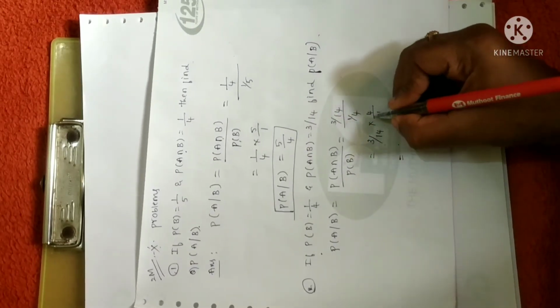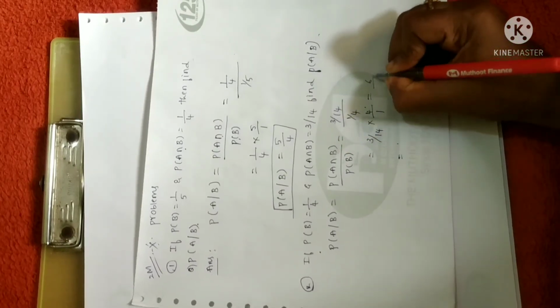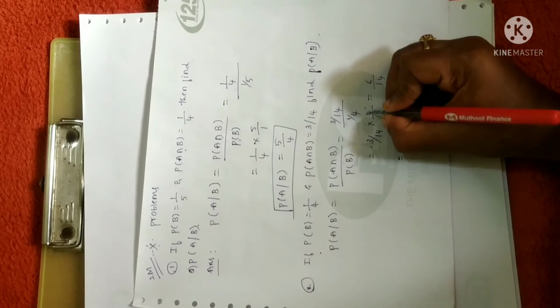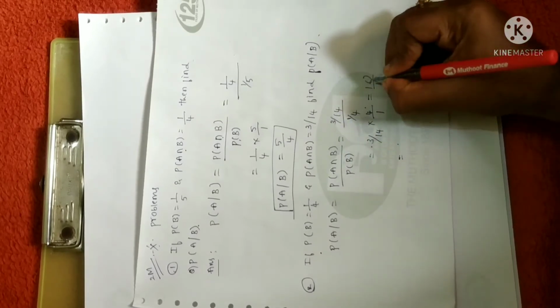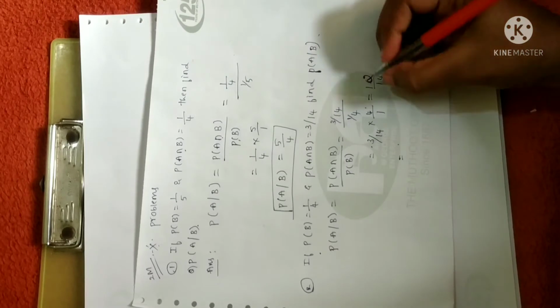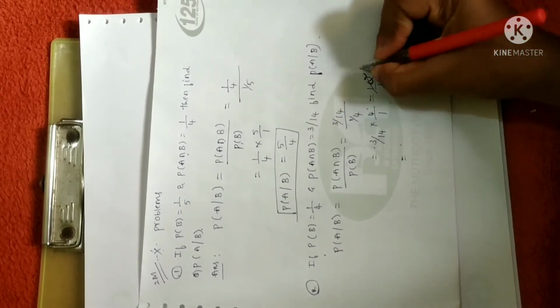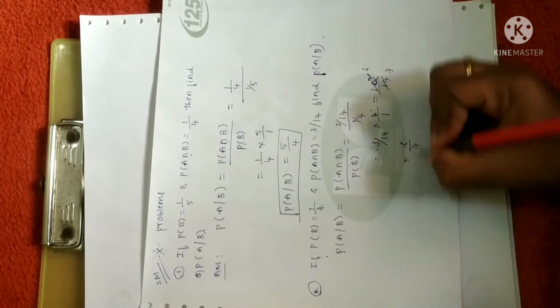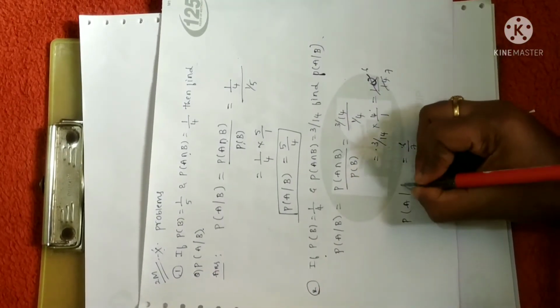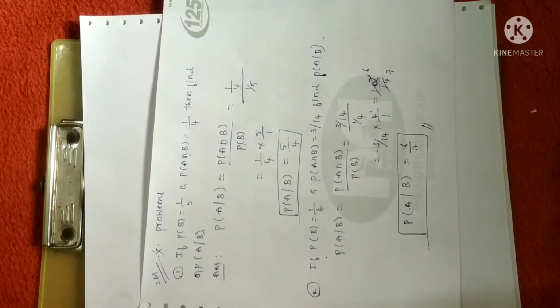let me simplify here. 3 into 4, I have multiplied, it is 12. I'm extremely sorry. 12 by 14. Further you can simplify by cancelling. 2 sevens are 14, 2 sixes are 12. So it is 6 by 7. Therefore, the probability of event A with reference to B is 6 by 7. So these are 2 mark questions. Fine. Hope it is clear.